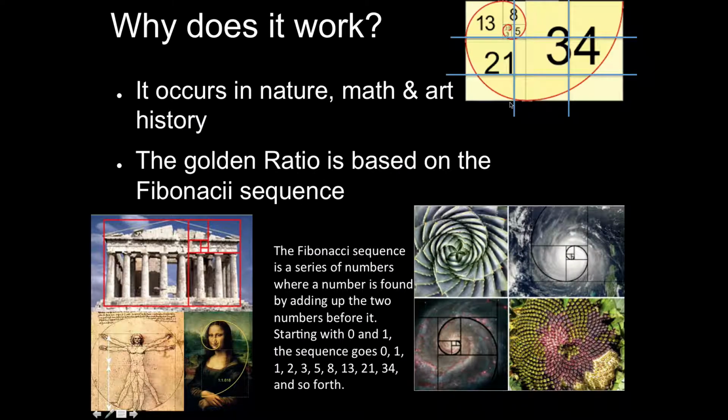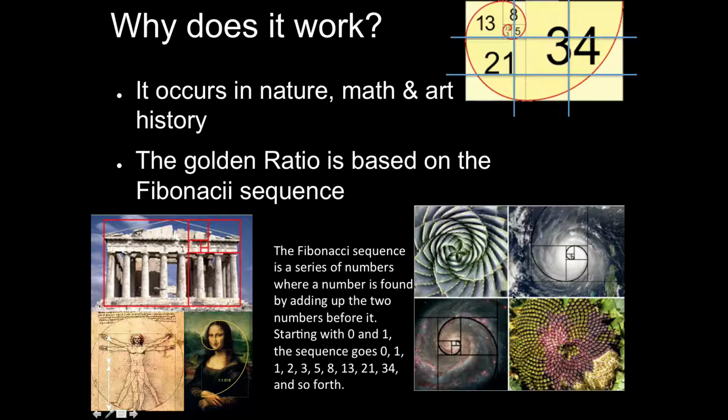Why does this work? Well, it occurs in nature, it occurs in math and in art. It really follows something called the Fibonacci sequence. If you've ever talked about that in your math class, it's basically where a number is found by adding the two numbers before it. And a golden ratio is another thing that we call it in art. And artists have been using it for thousands of years. They've also noticed that this golden ratio, hurricanes follow this pattern, seashells, plant life, the universe really has this sort of spiral, and there's a mathematical formula that goes with this spiral.